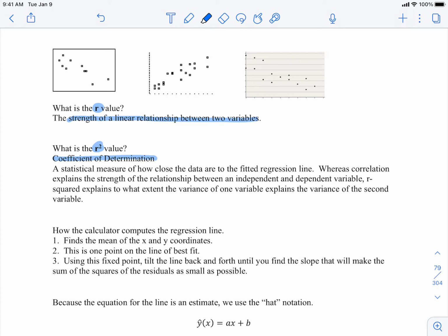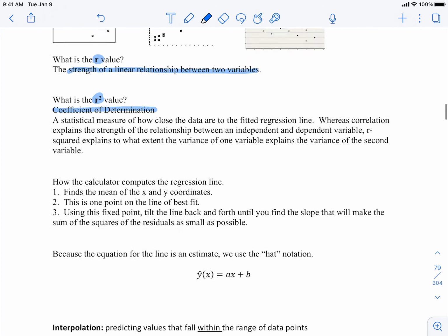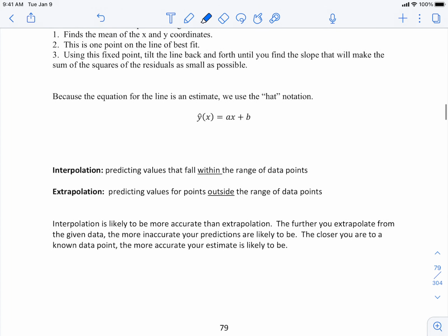So how the calculator computes the regression line: it finds the mean of the x and y coordinates. This is one point on the line of best fit. Using this fixed point, you tilt the line back and forth until you find the slope that will make the sum of the squares of the residuals as small as possible. Because the equation for the line is an estimate, we use the hat notation. So again, it's going to look like y hat of x equals ax plus b.